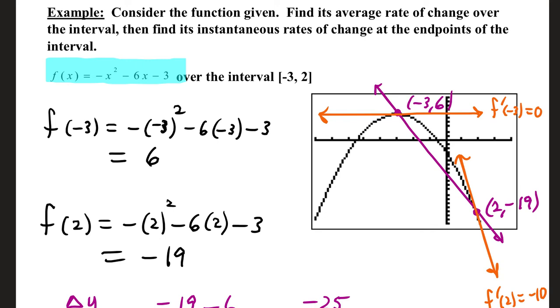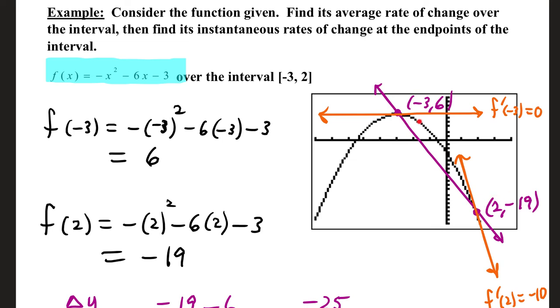The average rate of change, let's find the function value at the left endpoint, f of negative 3. We sub in, carefully calculate, we get 6. So negative 3, 6 is the first point we're going to investigate. The right endpoint, positive 2, f of positive 2, carefully plugged in, gives us a negative 19, and that's this other point in purple. Our left endpoint is this point. Our right endpoint is this point.